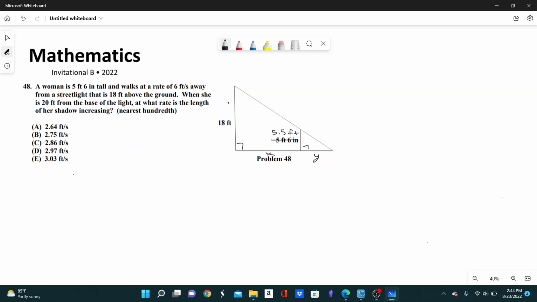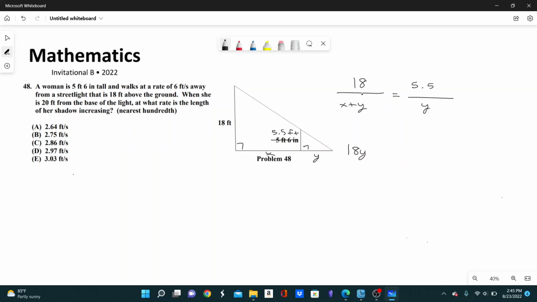The proportion I'm going to use is the height divided by the base. So for the big triangle, it would be 18 divided by X plus Y. And then for the small triangle, it will be 5.5 divided by Y. So if we want to solve this, we can just cross multiply.